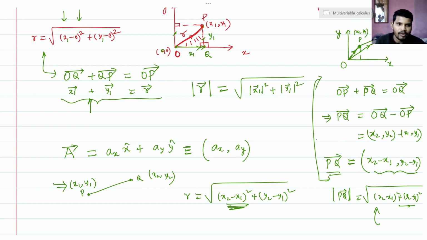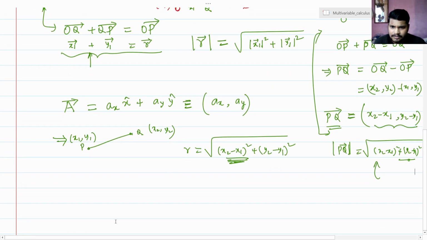Once you have done this x and y, then you can either use the coordinate system, coordinate geometry, or you can use the vector, and then you will have the distance. Now the same thing I'm going to do with the 3D case.